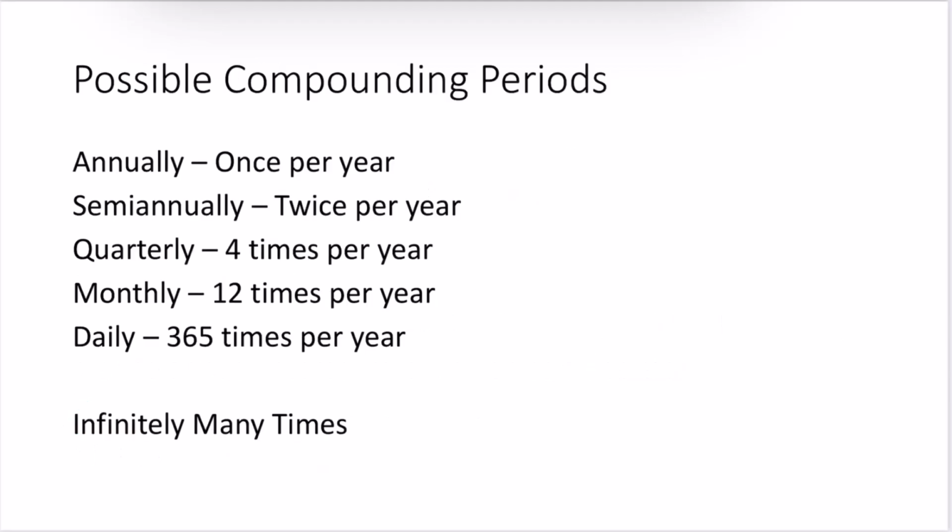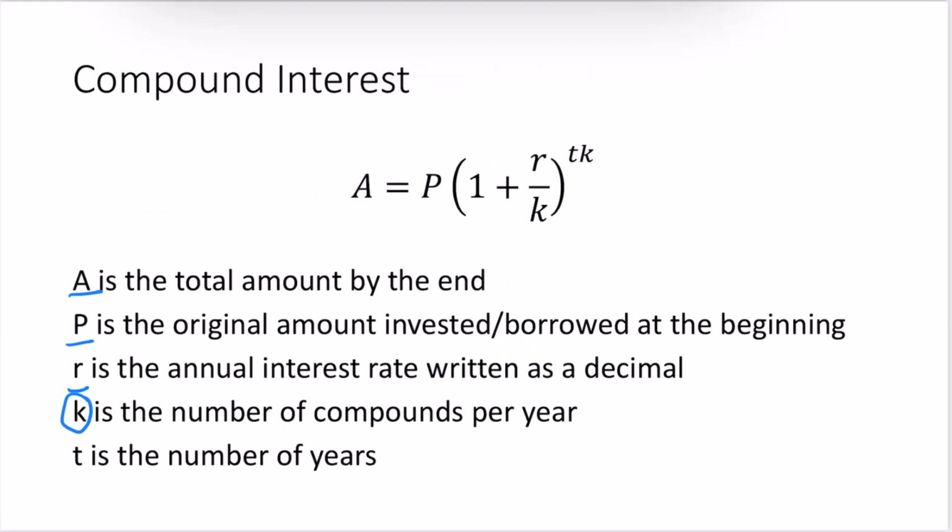So if we're compounding the interest annually, then that would mean K equals 1. If it's semi-annually, K would equal 2. Quarterly, K would equal 4. Monthly, K would equal 12. And daily, K would equal 365. And sometimes in your quizzes, they'll say to use the banker's rule, where you're going to actually use K equals 360. And that's just an approximation that bankers sometimes use because it's easier to divide by 360 than 365. So K represents the number of compounds per year, and T represents the number of years.